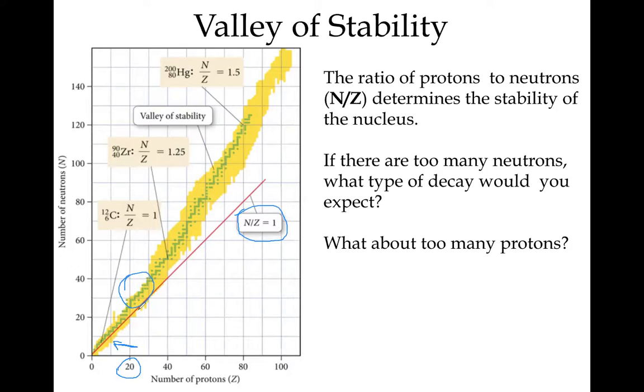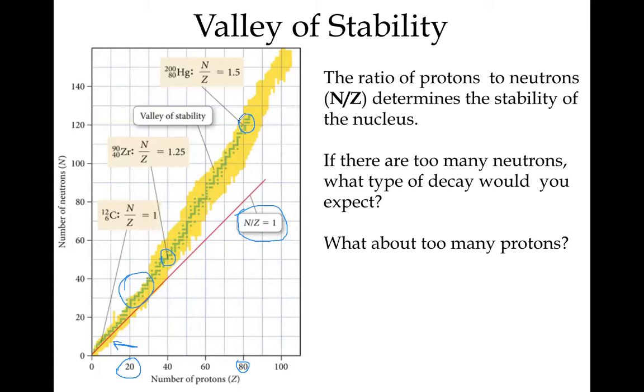And by the time you get to Z = 40, right here, the N is going to be 50. And now that ratio is more like not 1, but like 1.25, right? And then interestingly, once we get out to a Z of 80, right here, now the ratio increases even more to 1.5.